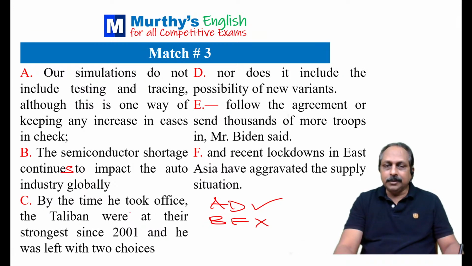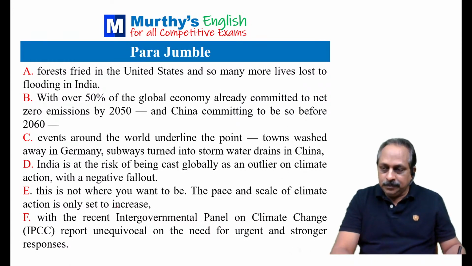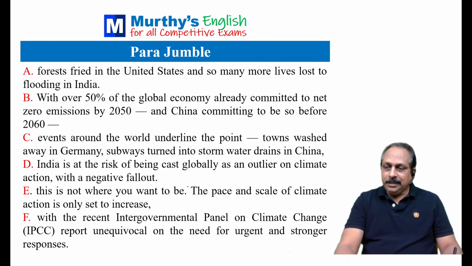Shortage continues to impact. By the time he took office, the Taliban were at their strongest since 2001, and he was left with two choices: follow the agreement or send thousands of more troops in, Mr. Biden said. Nothing wrong with CE. So, what is the answer here? AD is correct and CE also correct. BF not correct. Has anyone got all the three correct? Yes, Vijayabhanu, CE and AD.